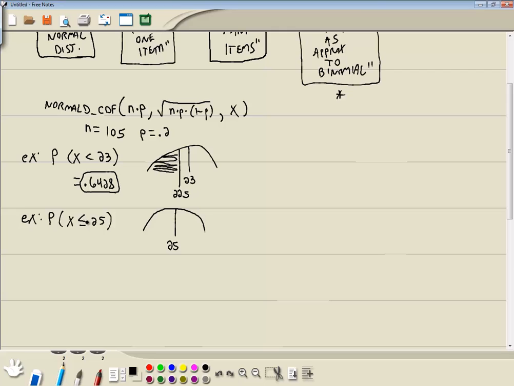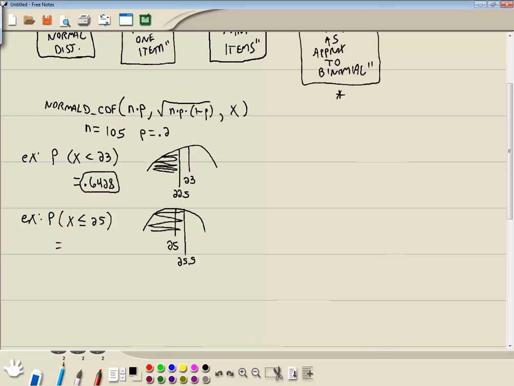So on this particular one, we have to look over here at our wording, see if it includes 25, and it does, because this says x is less than or equal to 25. So I'm going to add 0.5, because less than is shaded to the left. If your wording includes 25, then your shading has to include 25. Always use that as your guideline on how to do the correction.